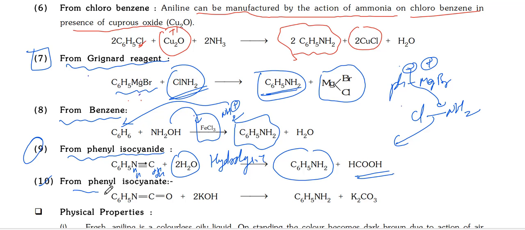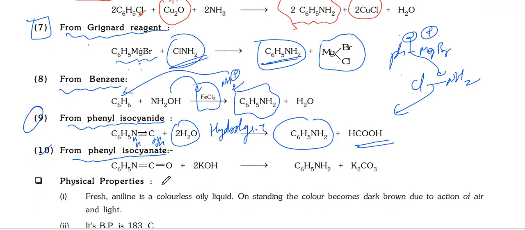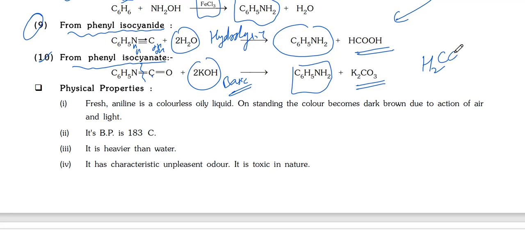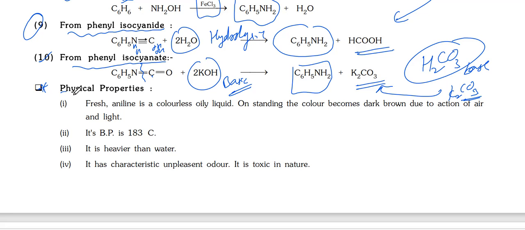Next, from phenyl isocyanate. Again you have to do hydrolysis in the presence of basic medium. Then again you get aniline as well as potassium carbonate. This CO with OH initially forms H2CO3, but since a base is there, it reacts to form K2CO3, the byproduct. Right? So preparations are over. Next, physical properties.